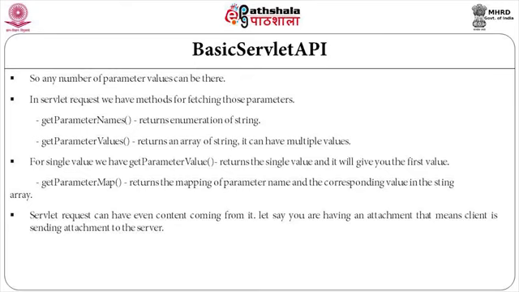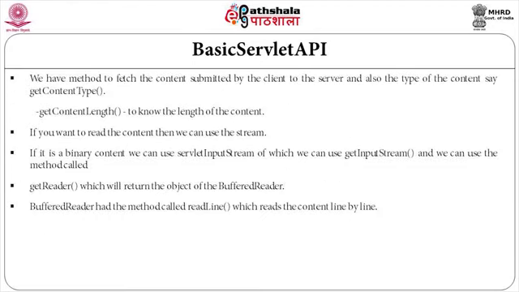So, a servlet request can have parameters, and a servlet request can even have content coming with it. For example, very commonly if you are sending an attachment, that means a client is also submitting content to a server. Which, in case of HTTP, normally comes through a post request. So, if there is content coming from a client to a server, in the servlet request object we have methods to fetch that content which has been submitted by the client.